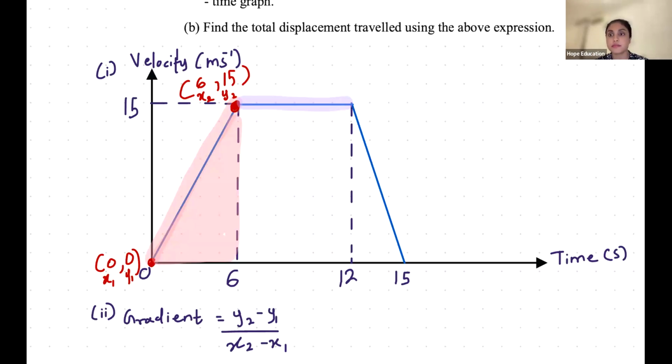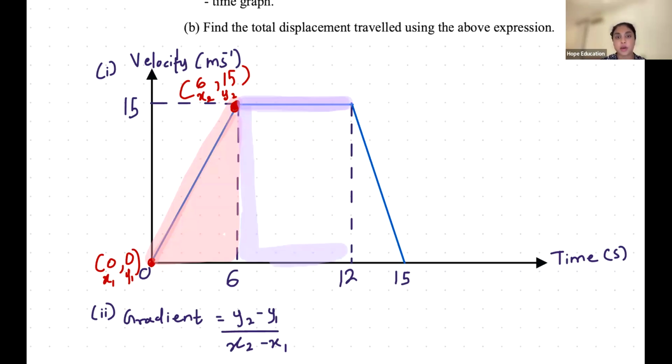Lamai, how do you find the displacement of a velocity time graph? Generally, in a velocity time graph, how do you get the displacement? Area. So area under the graph. So now here in the uniform velocity part, that means this part. The area under the graph is this part.